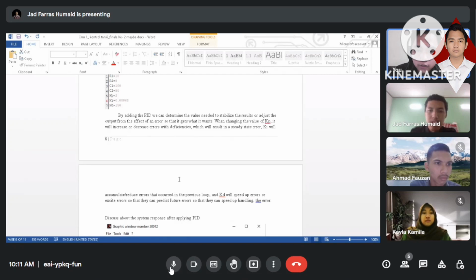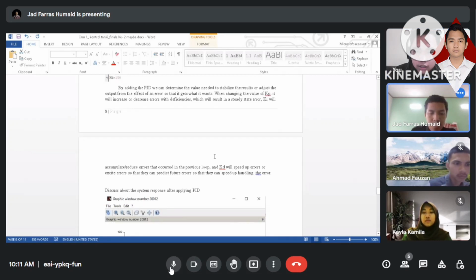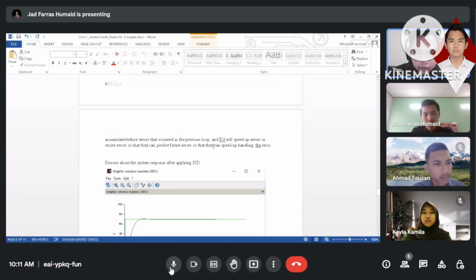When changing the value of Kp, it will increase or decrease the error with deficiency, which will result in a steady state error. Ki will accumulate or reduce error produced in the previous loop, and Kd will speed up the error response, so that it can predict the future error and speed up handling the error.